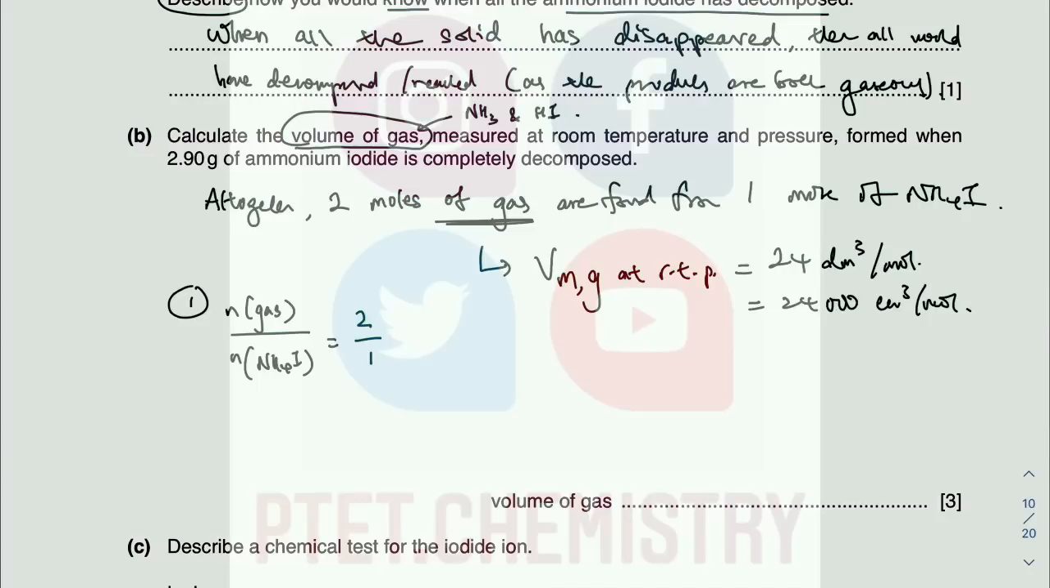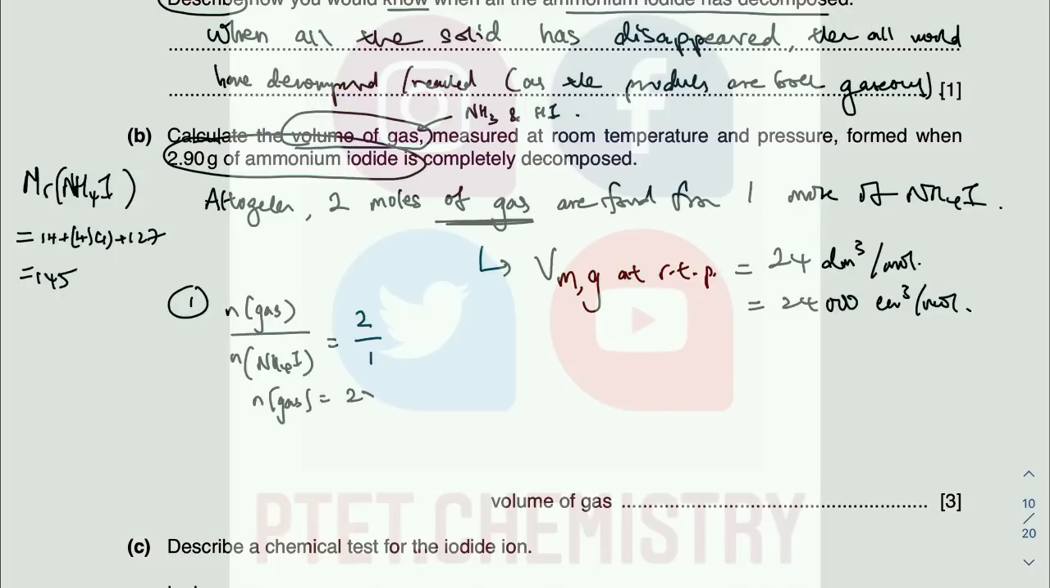You should probably be aware that you're given the mass of ammonium iodide. So you should have the MR of NH4I somewhere. If you take a look in your periodic table, the atomic mass of iodine is 127. So that's 14 plus 4 times 1 plus 127. So that's 145. So the mole of gas is 2 times the mole of NH4I.